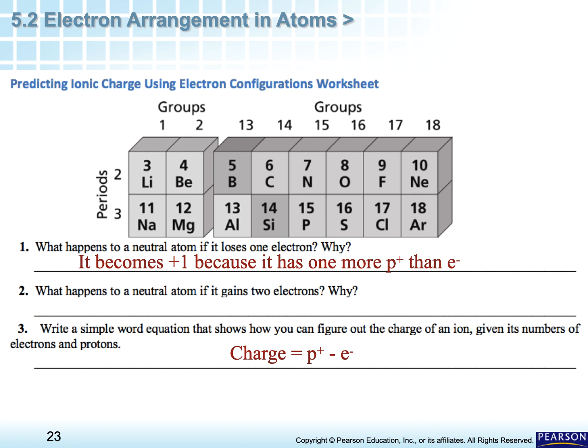What happens to a neutral atom if it gains? It's going to then become a -2 by gaining 2 electrons because now it will have 2 more electrons than protons. Because remember, neutral atoms have the same number of protons and electrons. A simple word equation that shows how you can figure out the charge of an anion given the number of electrons and protons is on your periodic table, and its charge equals the protons minus the electrons.